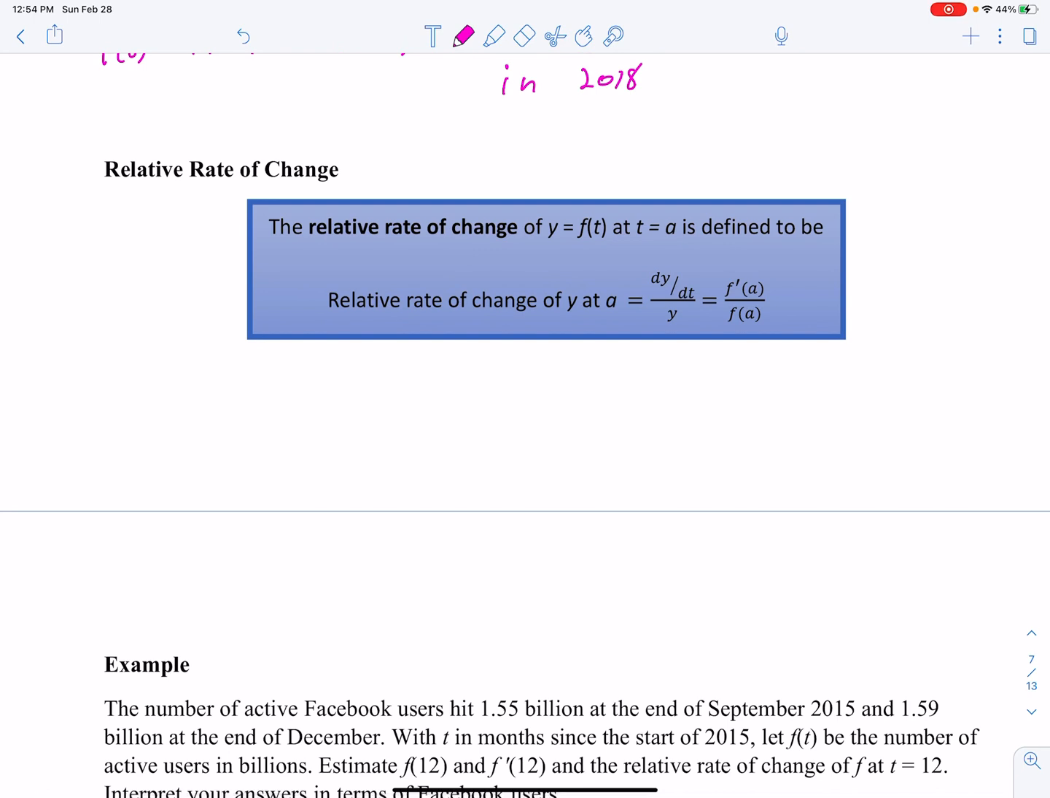All right, next, relative rate of change. y equals f of t at time t equals a, where t and a are x values, is defined to be the relative rate of change of y at a, dy dt over y. In other words, the derivative at that specific a value divided by the function value at that a value. All right, so let's do another example here.